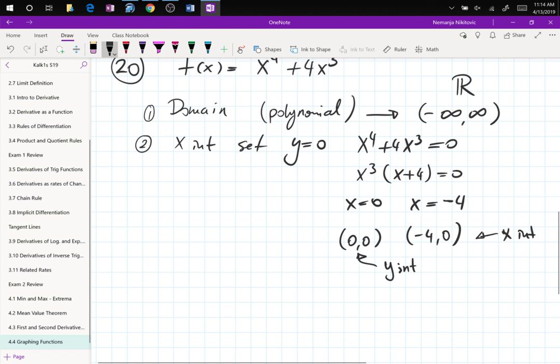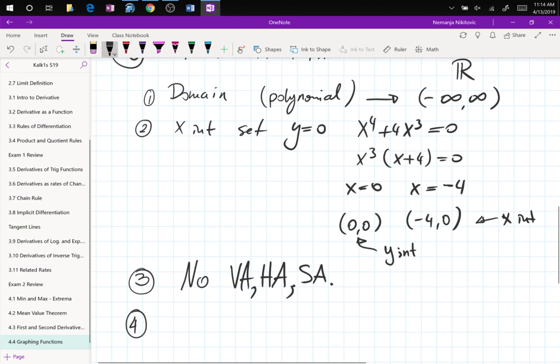Number 3 is asymptotes. None, right? Because polynomials do not have any type of an asymptote, right? So vertical asymptote, horizontal asymptote, slant asymptote, none of them.